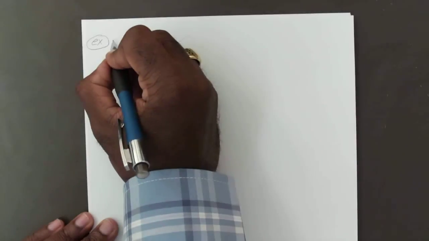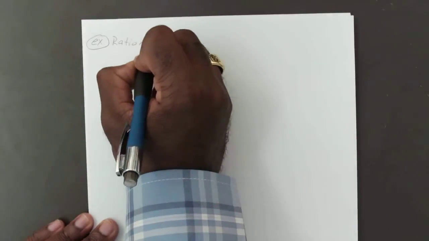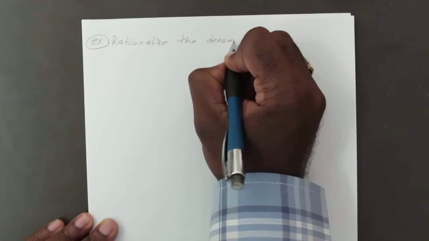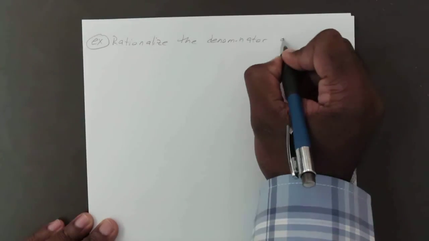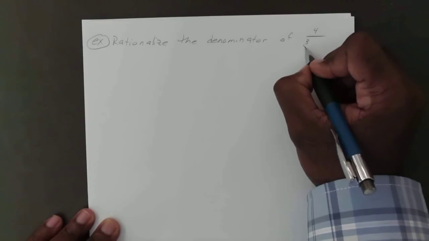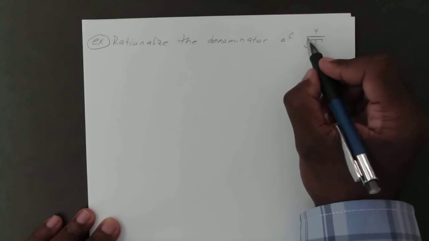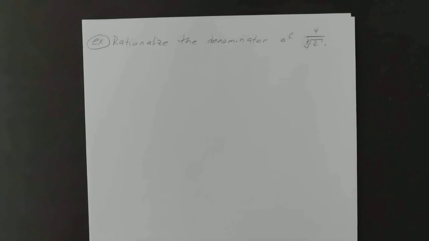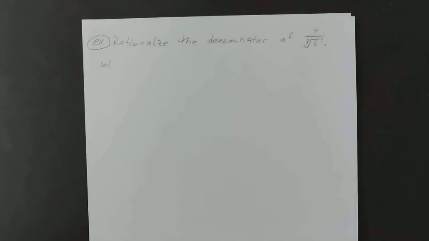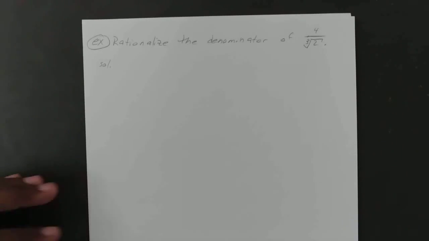Okay, so what if we wanted to rationalize the denominator of, let's say, 4 over the cube root of 2? With this one, you can't just multiply both by a square root. You have to actually have the cube root.